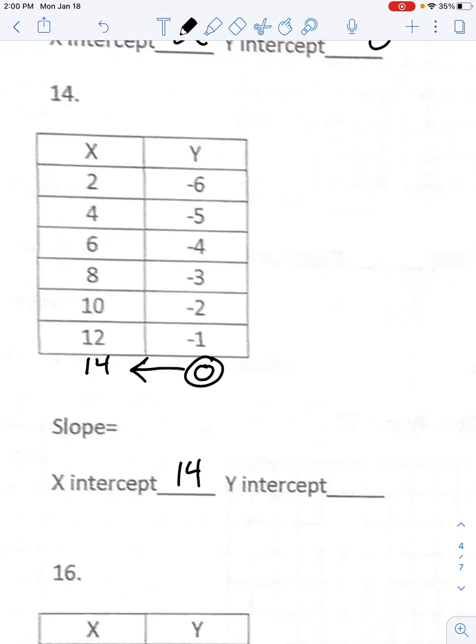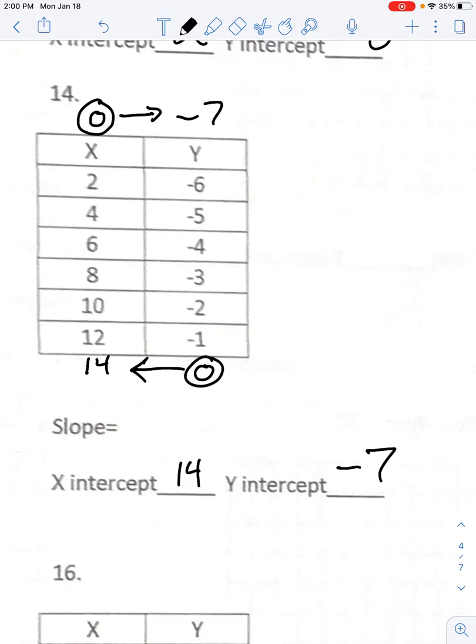Now we need to do it the other way. We need to find the 0 in the x column so we can find the y-intercept. So look at the trend going the other way: 12, 10, 8, 6, 4, 2. The next number would be 0. So there's our 0. And then in the y column, negative 1, negative 2, negative 3, negative 4, negative 5, negative 6, negative 7 would be the next number. Okay, so we've got our intercepts by trend.